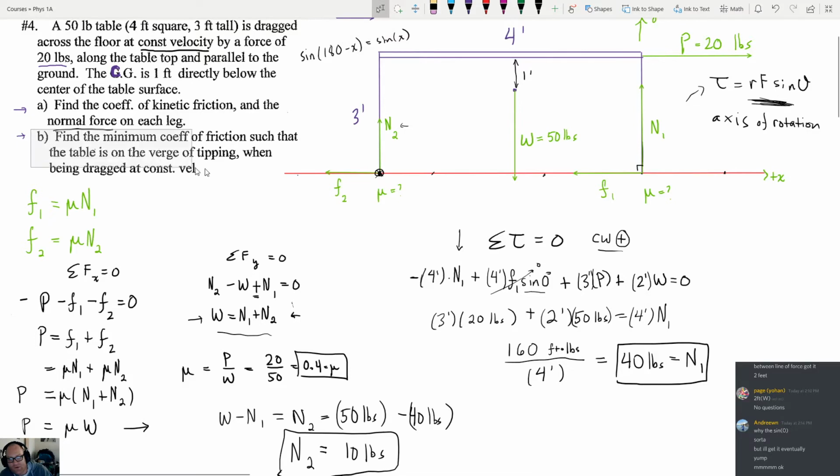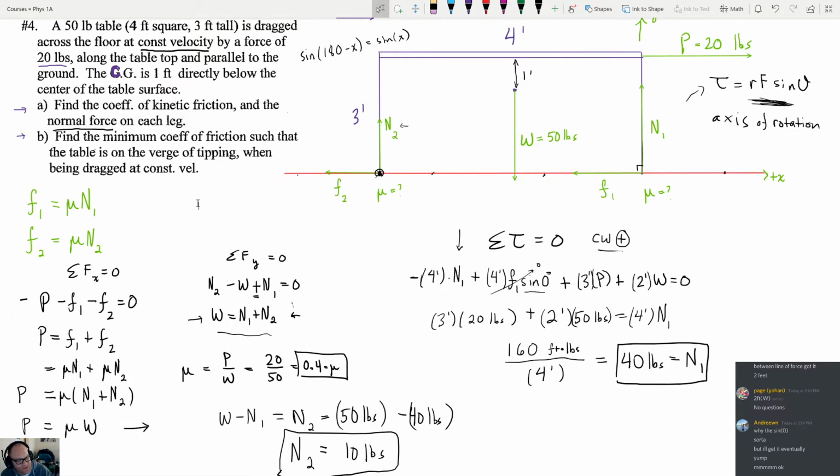Now, I don't know if I want to do this second part or not. I actually don't, because the next problem is going to cover kind of the same idea. So I think we're just going to skip this last part right here. But I will say that we'll read it and talk about how you would do it. Find the minimum coefficient of friction such that the table is on the verge of tipping when being dragged at constant velocity.